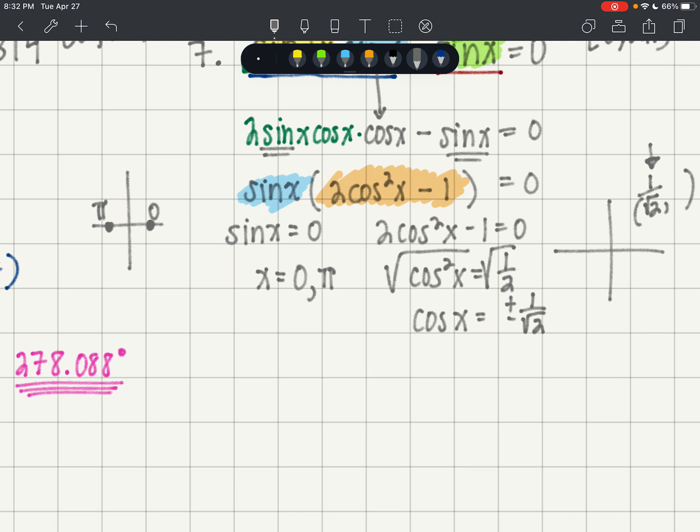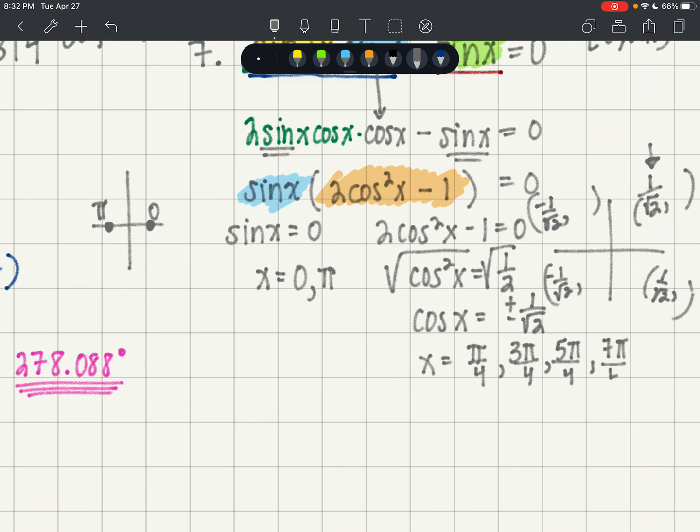And that's going to happen, the plus or minus is going to happen at all of them. So it's going to happen in quadrant 1, 2, 3, and 4. So x can equal pi over 4, 3 pi over 4, 5 pi over 4, and 7 pi over 4. So that plus or minus, super important.